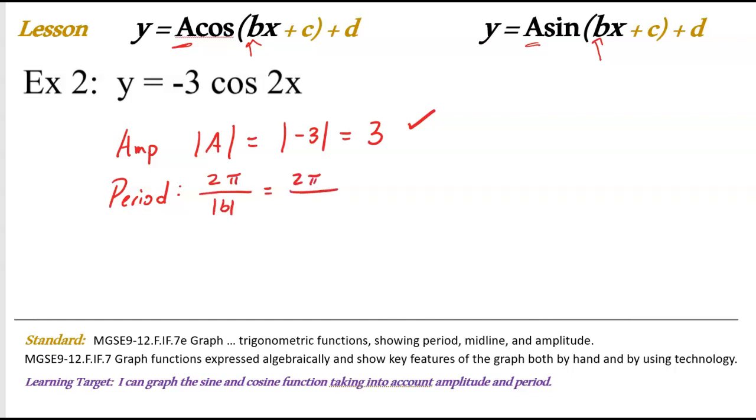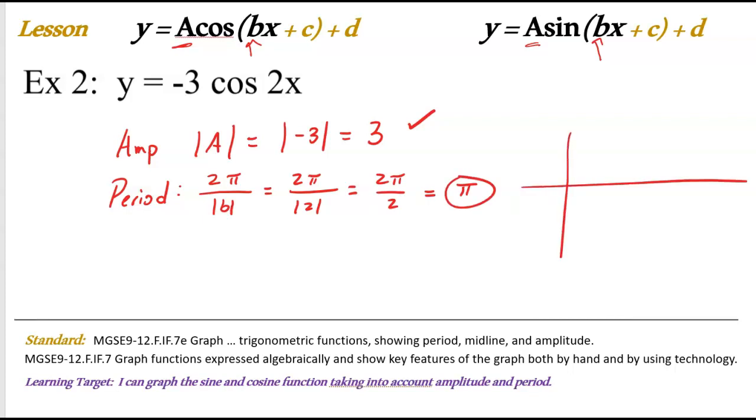2 pi over the absolute value of 2 is 2 pi over 2, which is pi. So here's what happened. We took the original curve, which had a period of 2 pi, and when you multiply x by 2, that actually shrinks the period. So now instead of it going up, down, up on the way to pi, it's going to go up, down, up, and only make it to pi.